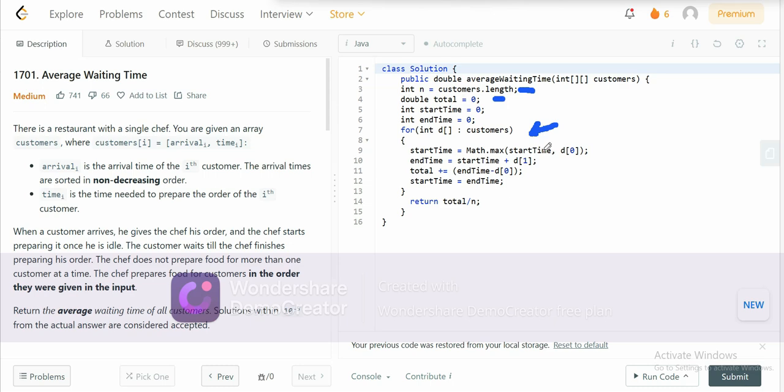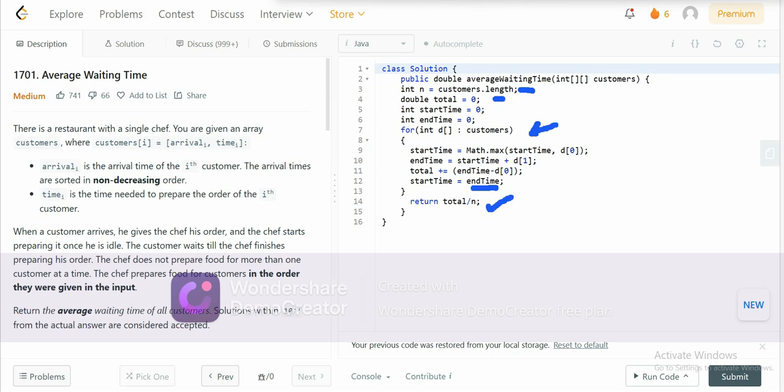Initially it is 0, so the end time is equal to start time plus the completion time d1, the processing time, the second item in the array. Then the total adds end time minus d0, where d0 is nothing but the arrival time. We are summing this up in the total, and we are updating the start time to the end time, the completion of the previous order. And finally I am returning the average here.